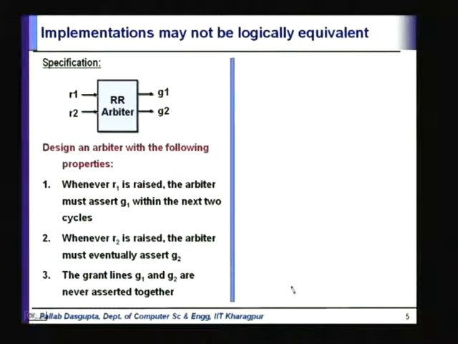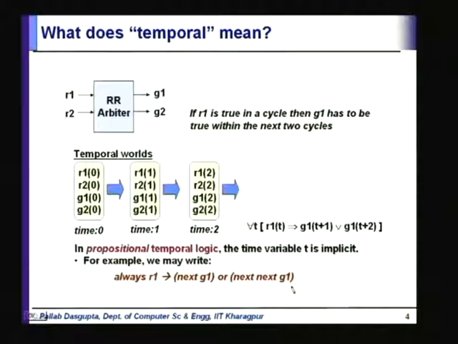What is the role of or? Because G1 has to be true within the next 2 cycles, it has to be true in the next cycle or in the next to next cycle. That is this or.